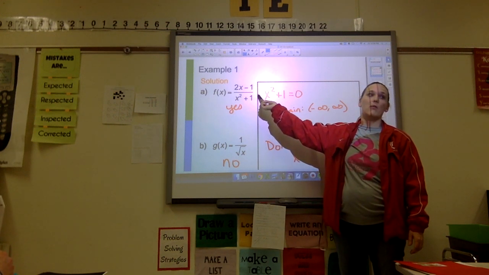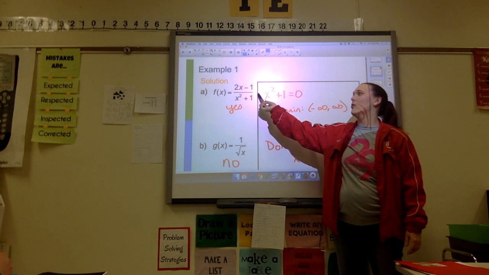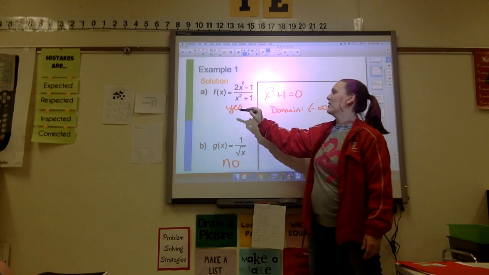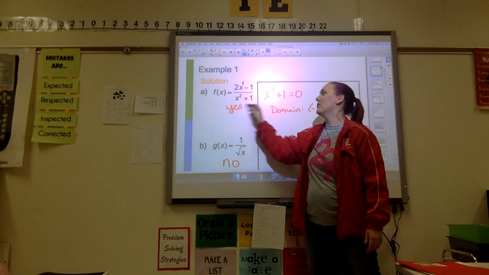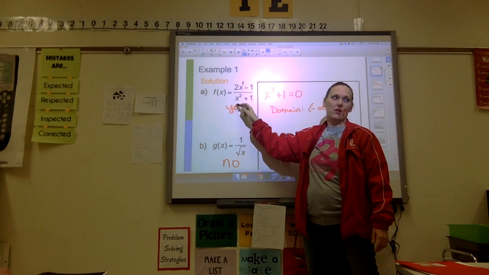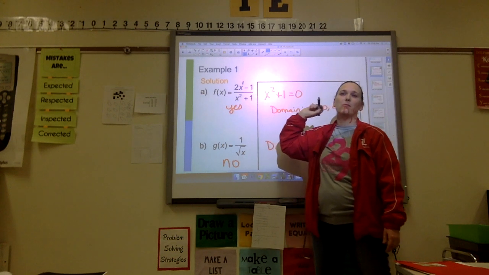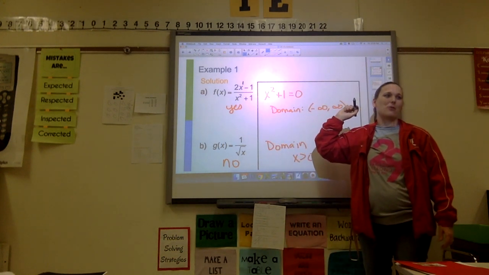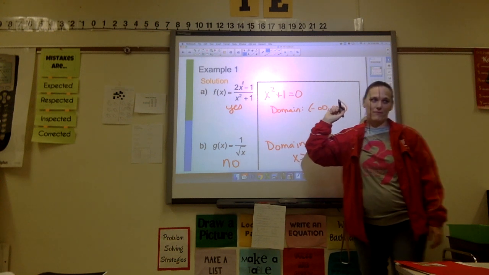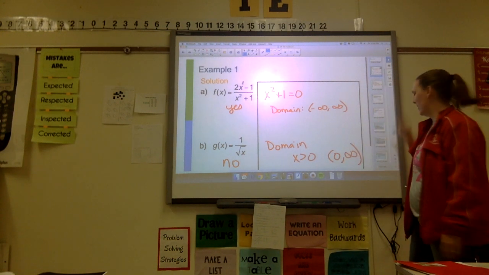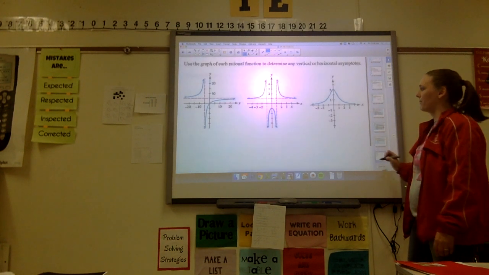Horizontal asymptote? Is there one? What's the degree of the numerator? 1. What's the degree of the denominator? 2. So my denominator is bigger. The denominator is growing faster. So what's the horizontal asymptote? Y equals 0. Yes. No? It'll take practice.